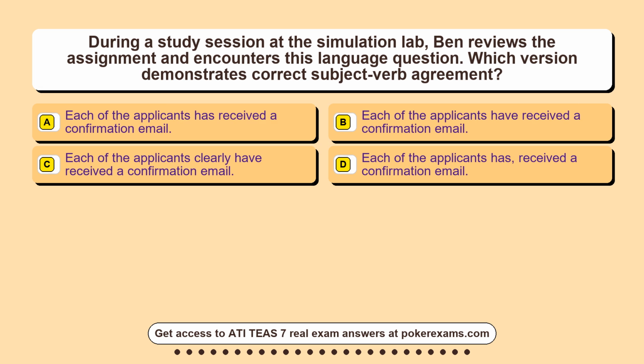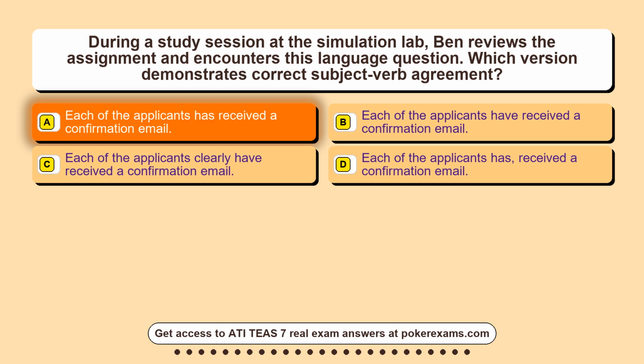Question 8. During a study session at the simulation lab, Ben reviews the assignment and encounters this language question. Which version demonstrates correct subject-verb agreement? Option A. Each of the applicants has received a confirmation email. Option B. Each of the applicants have received a confirmation email. Option C. Each of the applicants clearly have received a confirmation email. Option D. Each of the applicants has received a confirmation email.